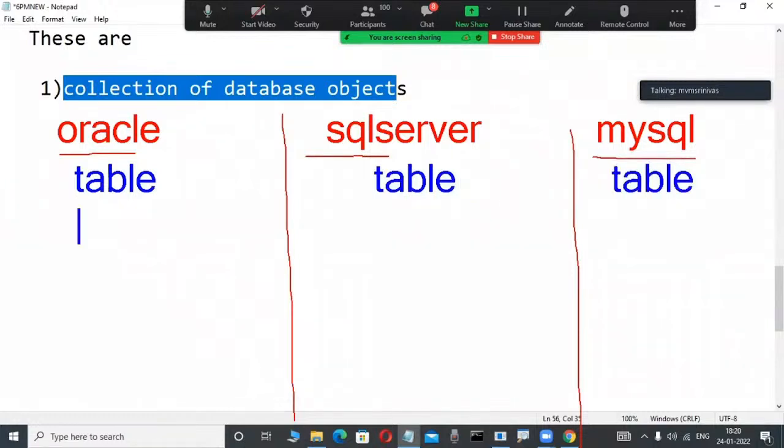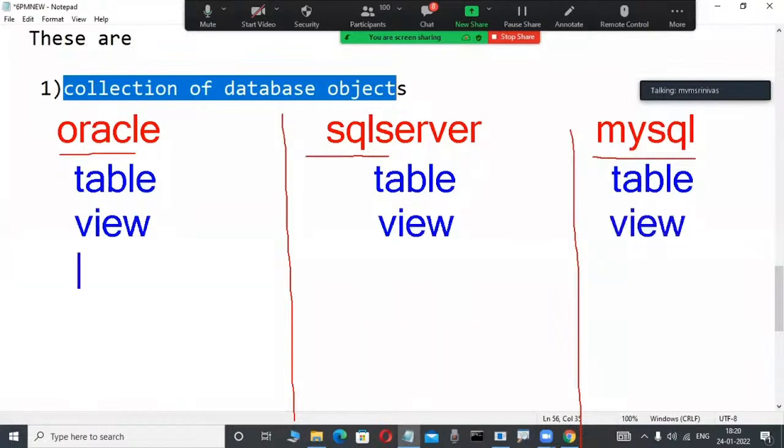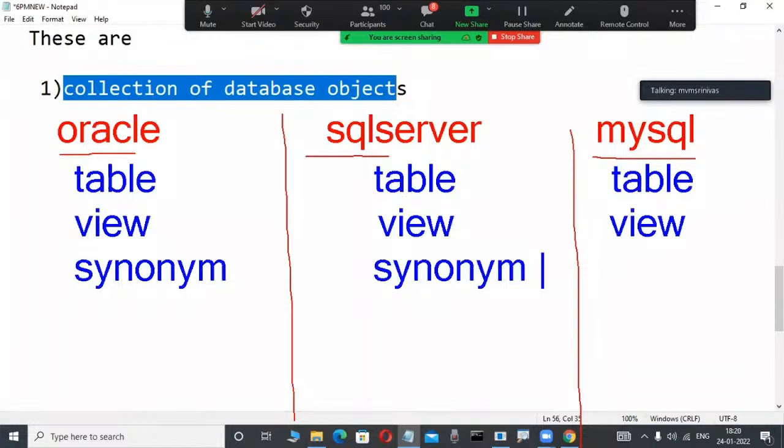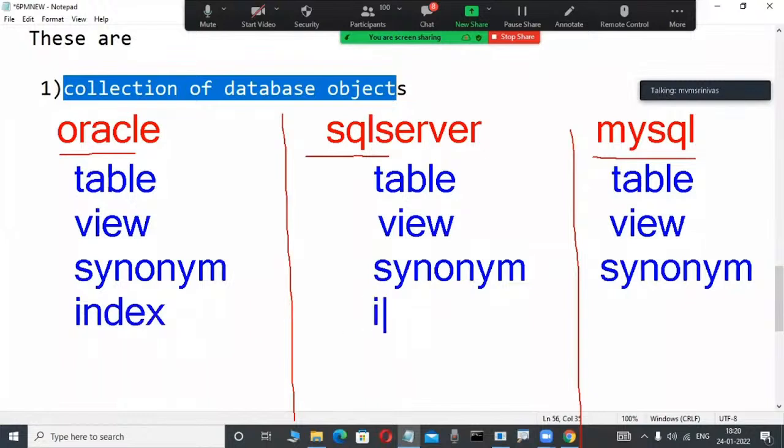Again, a view is a database object with some purpose, and it is there in each of them. A synonym is a database object. What is a synonym? What is a view? We are learning that in our course, don't worry. Synonym is available here also. An index is there too. These are called objects. Index, some terminology, big concepts only.